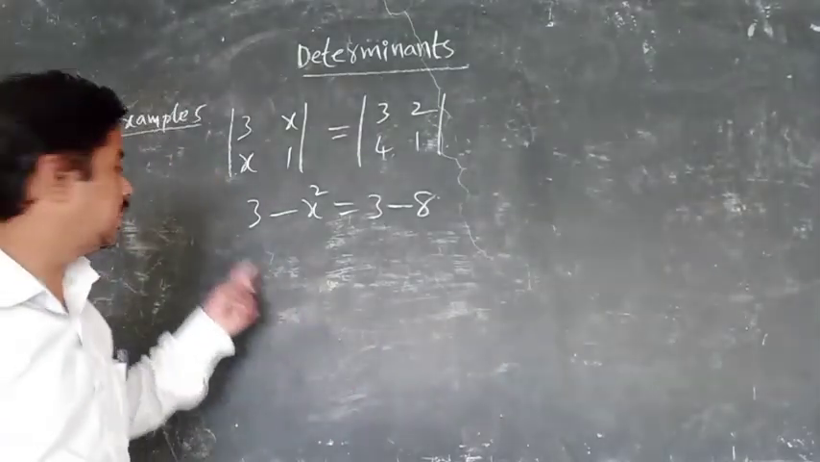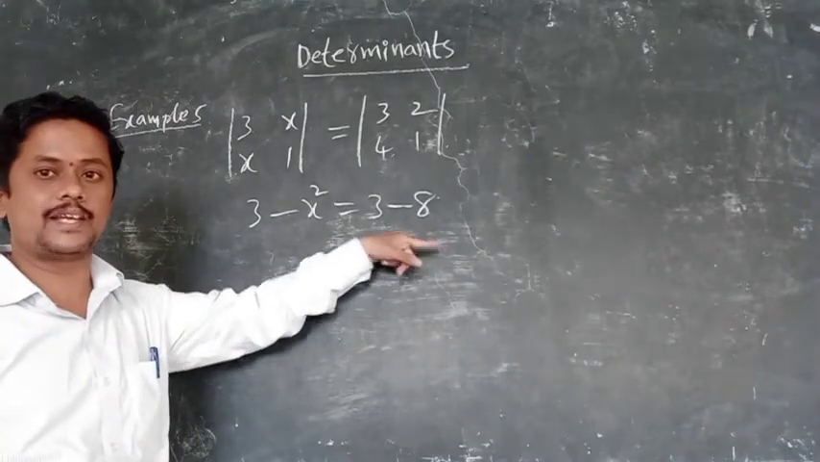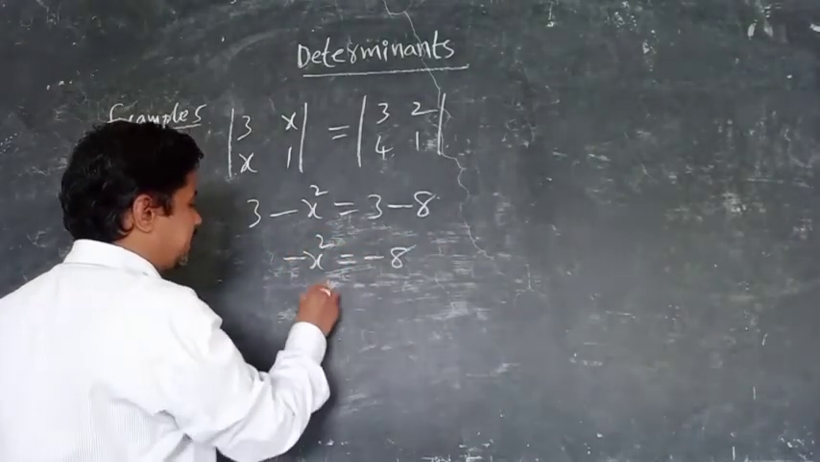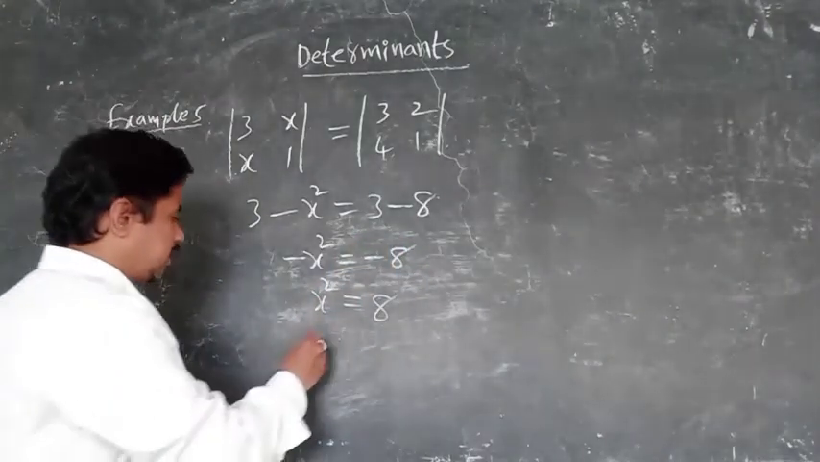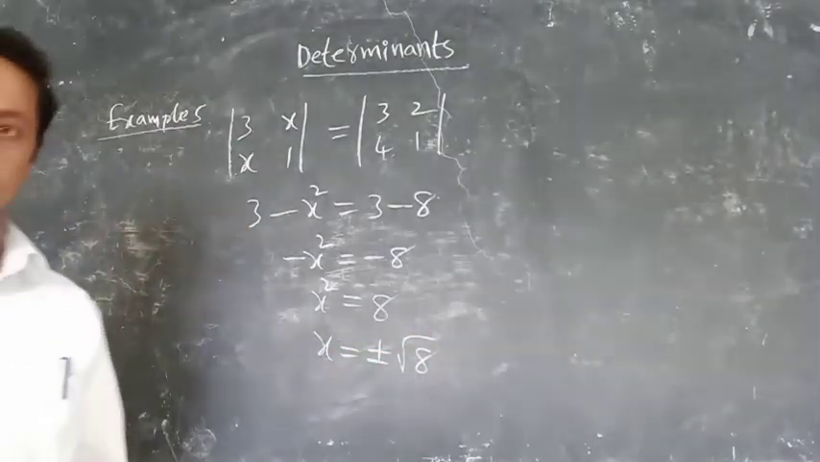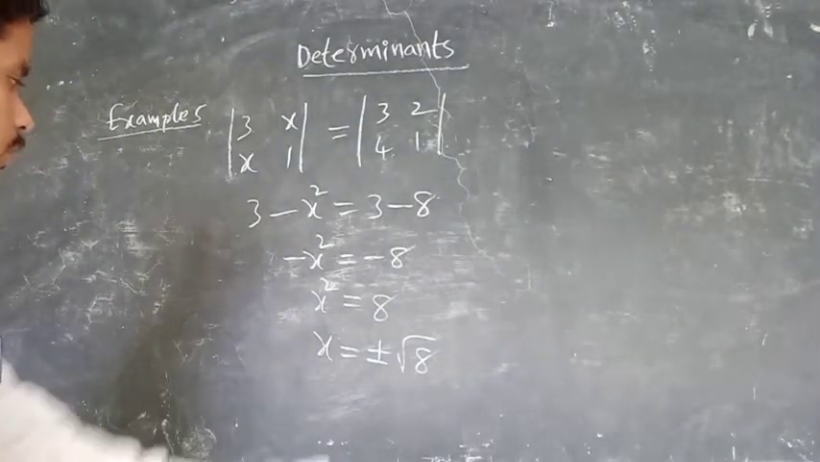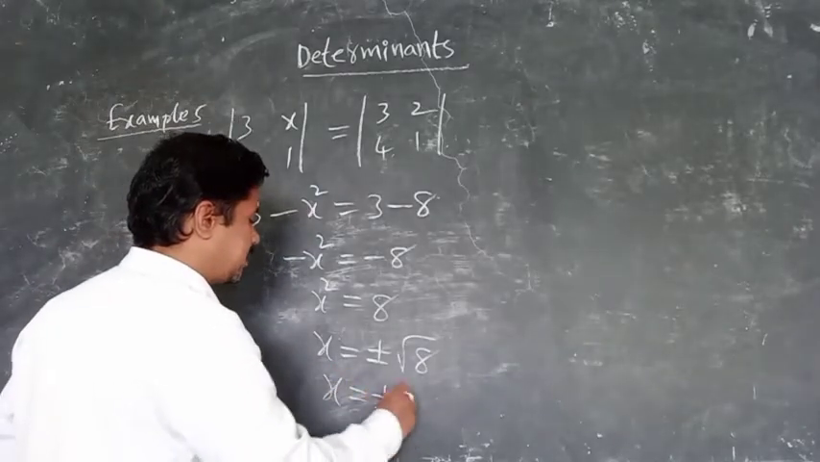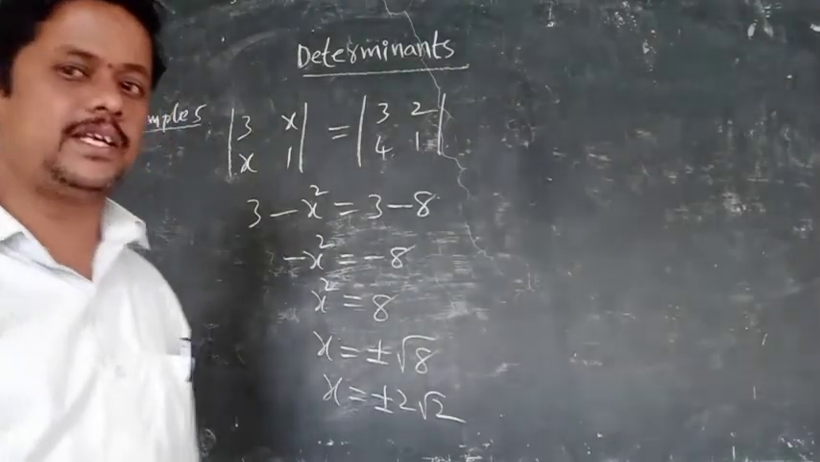This is somewhat difficult. 3 here, 3 cancel. 3 outside, the other minus 3, cancel. So minus x square is equal to minus x minus 8. x square is equal to 8. So therefore x is equal to what? Plus or minus root 8. Root 8 can be written as how much? x is equal to plus or minus 2 root 2 we can write. Like that you have to simplify.